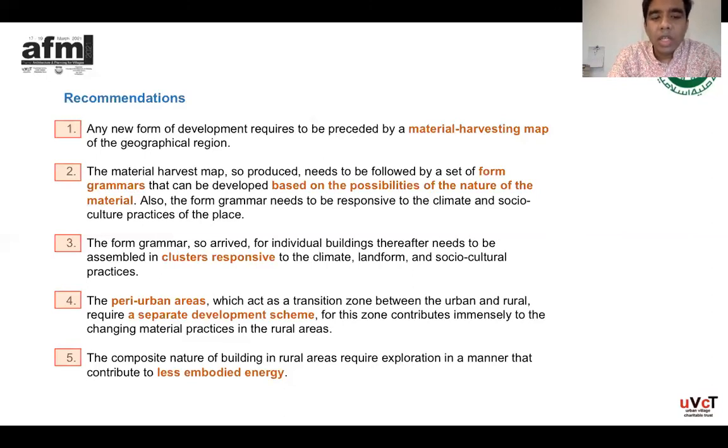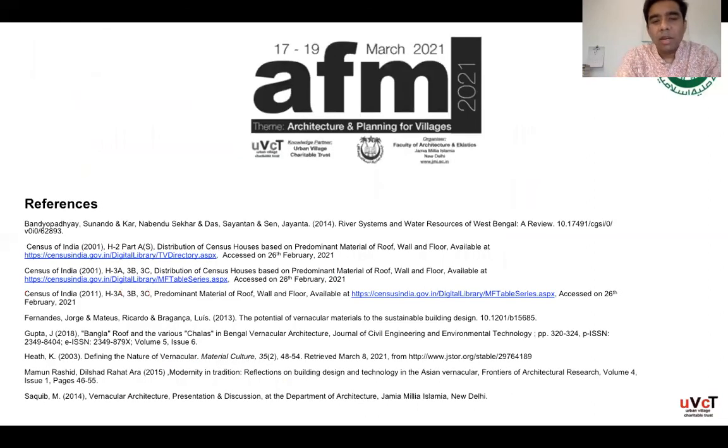And overall, the composite nature of the building material in the rural areas requires exploration in a manner that contributes to less embodied energy. And I'm hoping that if all of these recommendations are brought in place, then we may be able to arrest the shrinking nature of the rural material scape, of the vernacular indigenous material scape of rural areas of West Bengal.